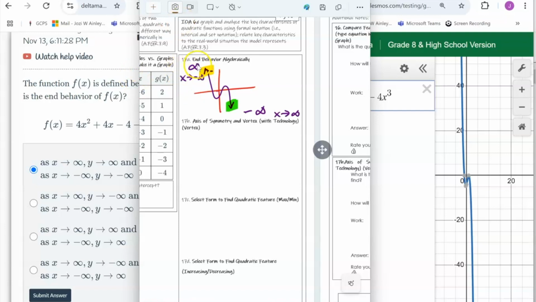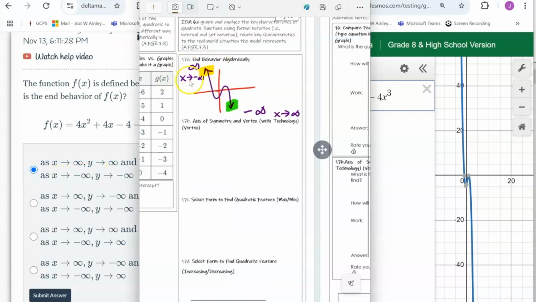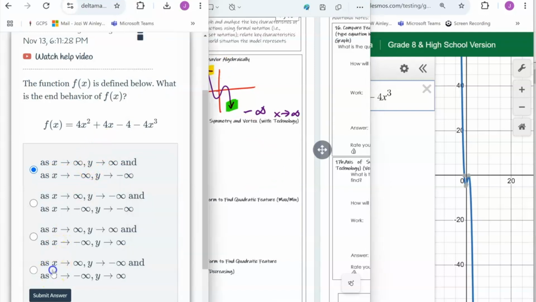So now let's go look at that. As x is going left, is y going to infinity? The option choices were going to be this one or this one. Right now it says right, but since I just said left, I'm going to go to the left one. As x is going left, is it going to negative infinity? No. So this is not the answer. This one has to be.